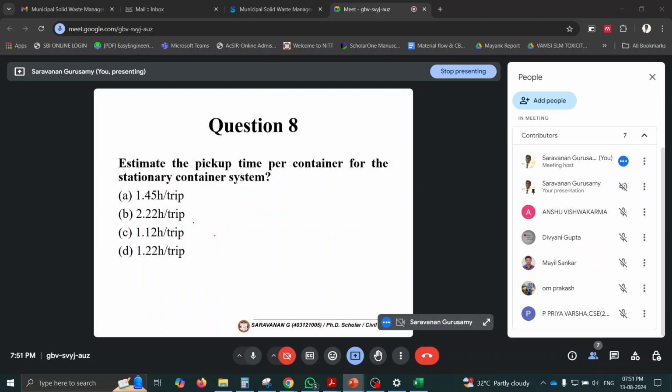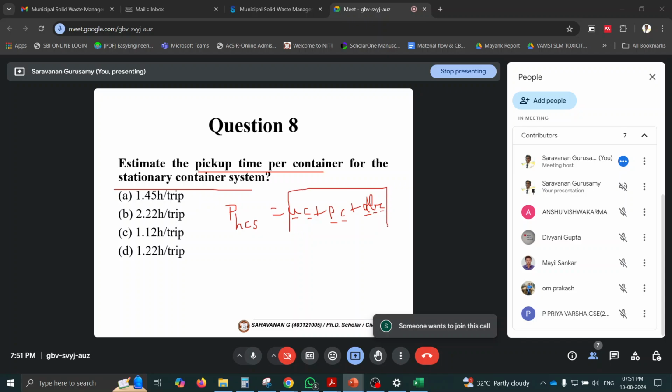The same data, they're asking the pickup time per container for the stationary container system. For the hauled container system, we know PHCS is PC plus UC plus DBC. DBC is the distance between containers, PC is the pickup time for the container, and UC is the unloading time for the container. You can use any notation; UC, PC and all are very hectic to note, but if you know the meaning, you can easily understand.